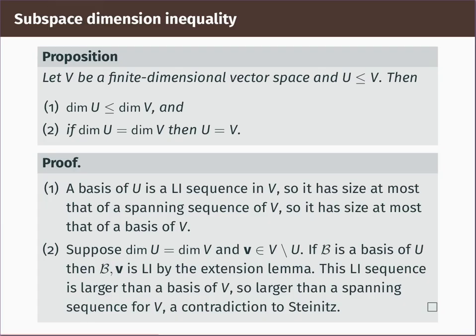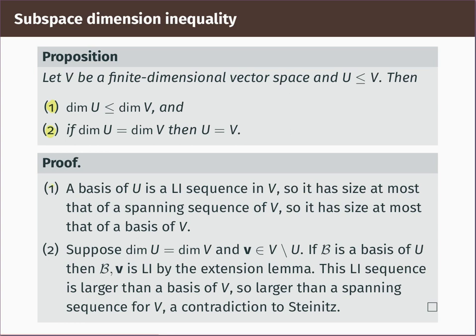So here is the subspace dimension inequality. It says that if you have a finite dimensional vector space V and a subspace U of V, then first of all, the dimension of U is less than or equal to the dimension of V. And secondly, if their dimensions are equal, then actually U is equal to V. The second part especially is very useful because quite often we'll want to show that a certain subspace of a vector space V is all of V. And part 2 says we can do that by showing that that subspace has the same dimension as V.